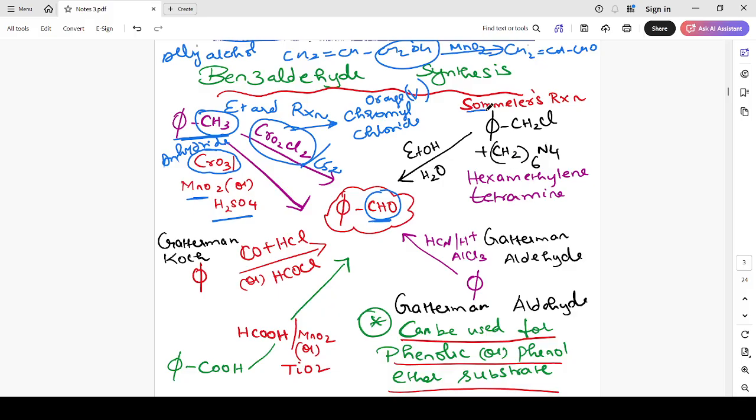The next reaction is called Sommelet's reaction. I have benzyl chloride and hexamethylene tetramine, which we are using here, where the benzyl chloride is getting converted into benzaldehyde. Or you could understand it would have become benzyl alcohol. Further oxidation would have given you benzaldehyde.